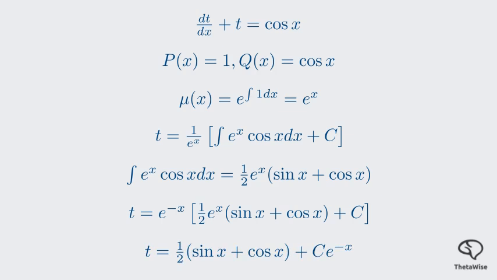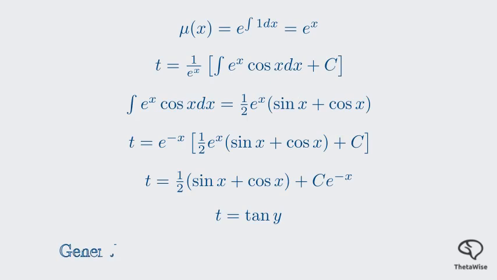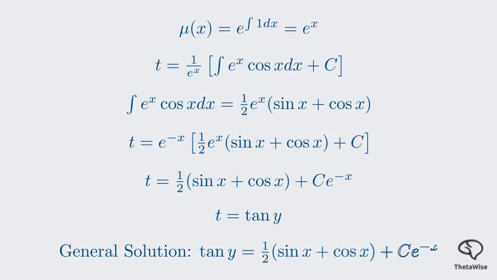The problem was given in terms of y, so our answer must be in terms of y. We need to substitute back using our original substitution. Remember, t equals tan y, so we replace t with tan y. The general solution for y is tan y equals 1/2 times the quantity sin x plus cos x plus c e to the negative x. This example shows the power of substitution.